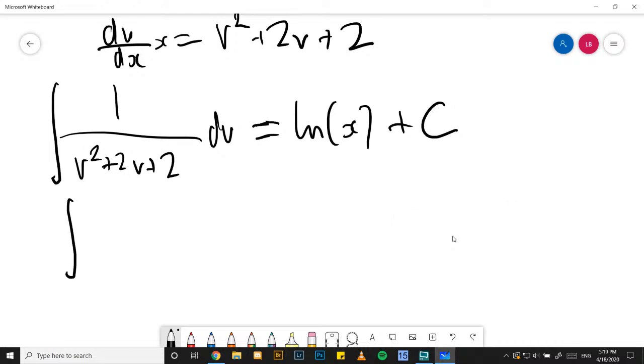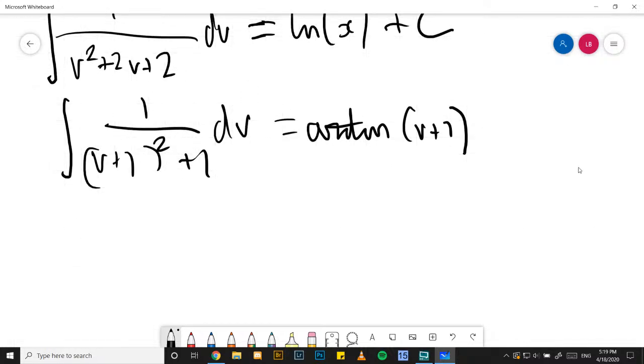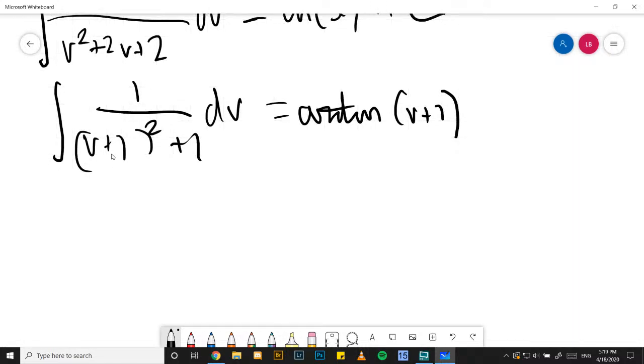So it's actually the integral of 1 over ((v plus 1) squared plus 1) dv, which, if you recall, is equal to arctan of (v plus 1). If you go back to your data booklet, you'll see the integral of this is arctan. So whenever you have stuff like this, if you can make it into a perfect square plus some number, you can probably put it into an arctan. So this is what the arctan looks like.